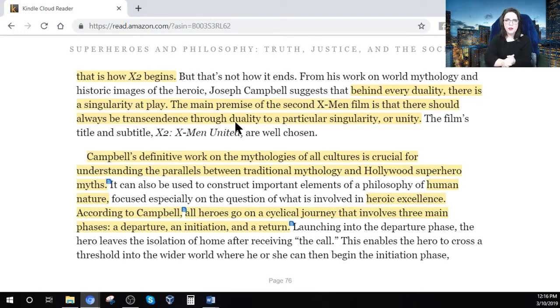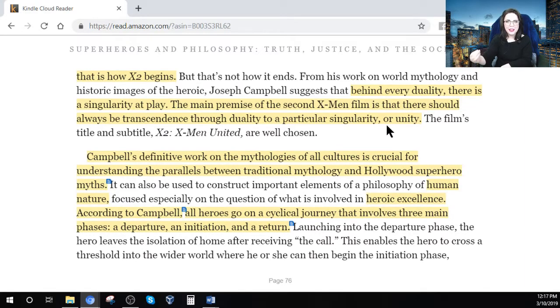So she summarized the movie for you. She summarized how mythology can be applied to the origin stories here, and she goes on to quote Joseph Campbell, and she says, "Campbell suggests that behind every duality there's a singularity at play." The main premise of the second X-Men film is that there should always be transcendence through duality to particular singularity or unity. And Housel will return to this point when she starts to discuss Jean Grey.